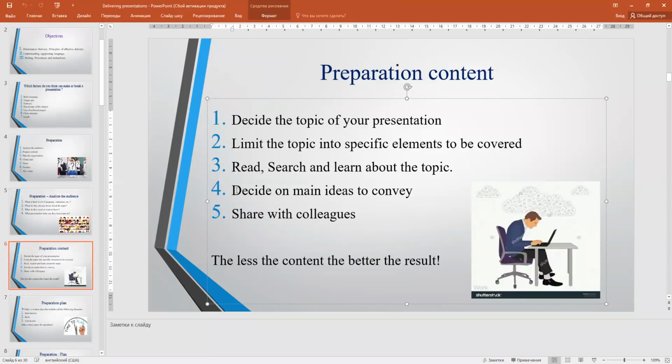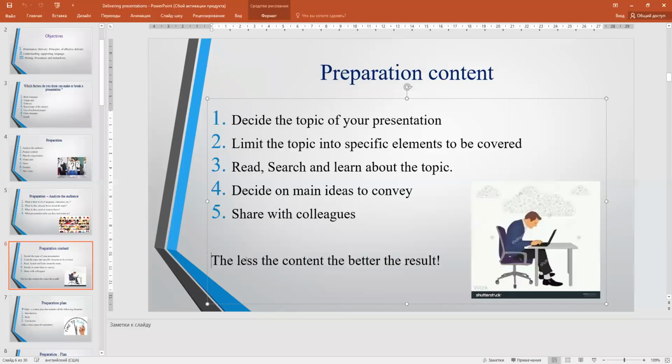So main ideas can provide the generalized concepts for your audience. And then finally, you can see share with colleagues. You have to share your content with your colleagues so that you can receive feedback from them in order to improve the quality and organization of your presentation. And it makes you reflect on your presentation.